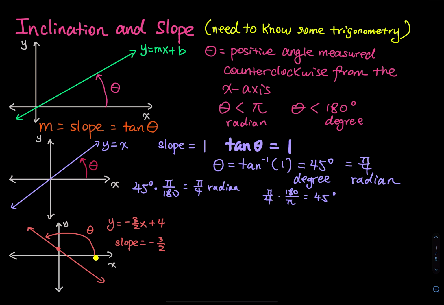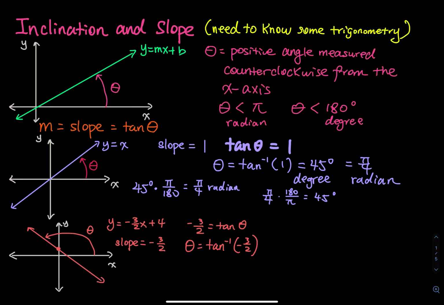So what is this angle? Let's go ahead and find out. We match the color first. So we have the slope, then we set the slope equal to tangent theta. So -3 over 2 equals tangent theta, and then theta equals inverse tangent of -3 over 2.